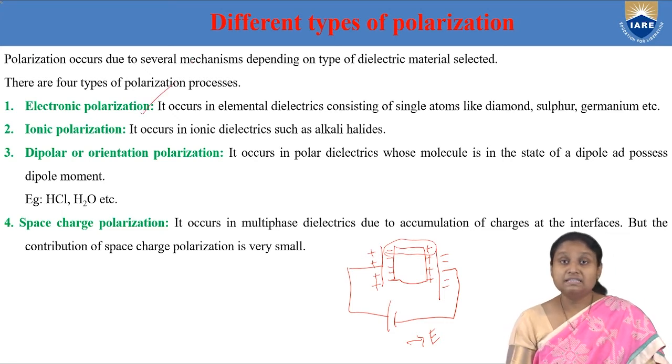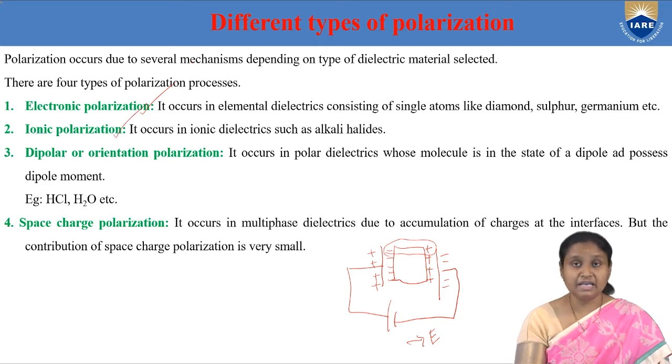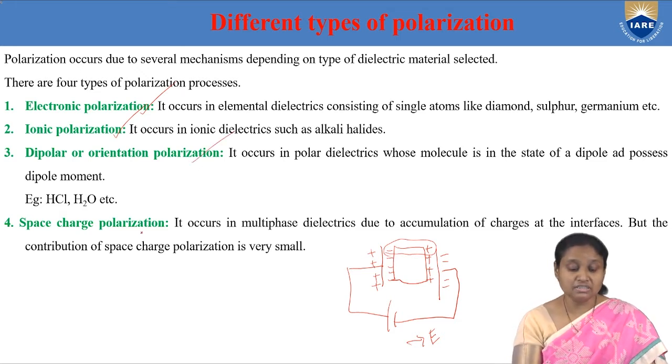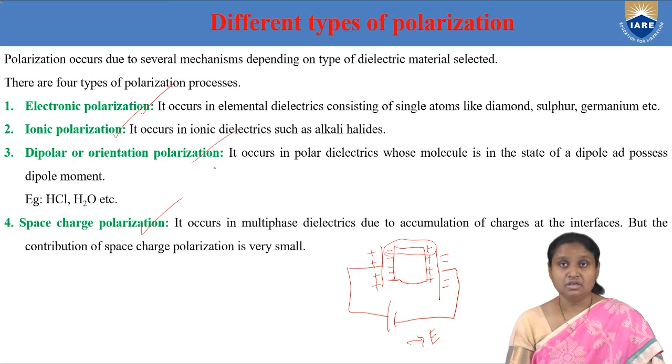First, it is called electronic polarization. The second type of polarization is ionic polarization. The third one is dipolar or orientation polarization. And the fourth one is space charge polarization. So we have electronic polarization, ionic polarization, dipolar or orientation polarization, and the fourth one is space charge polarization.